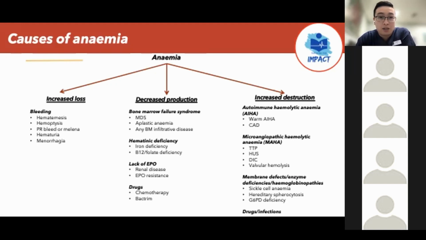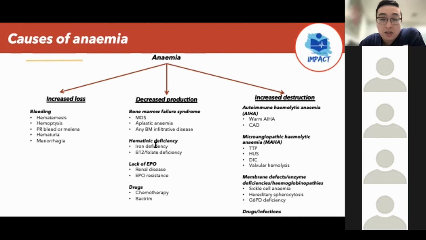This makes more sense to me because it's based off the mechanism. If you think about the causes of anemia, anemia is not enough red blood cells. And you can have not enough red blood cells for 3 different reasons. You can be losing red blood cells, so increased loss, and you can be bleeding from any orifice. Or you can be low in red blood cells because you're not producing enough red blood cells.